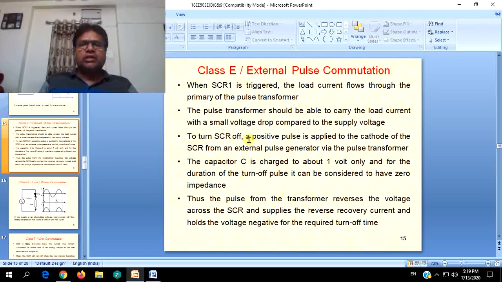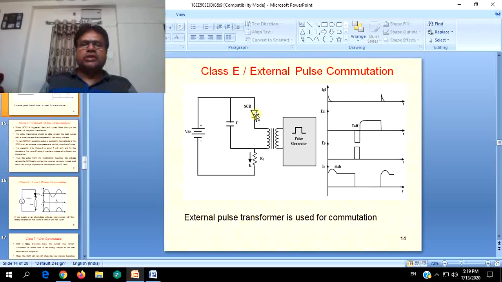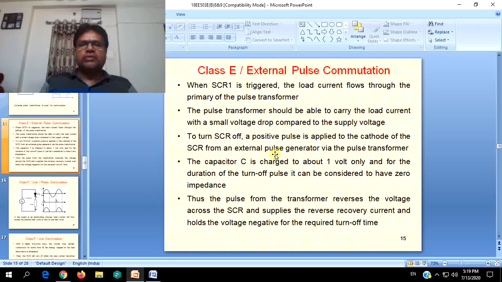To turn the SCR off, a positive pulse is applied to the cathode of the SCR from an external pulse via the pulse transformer. A positive pulse to the cathode means the cathode is positive with respect to the anode, so current flows in the upward direction.